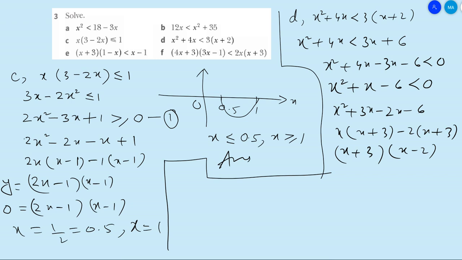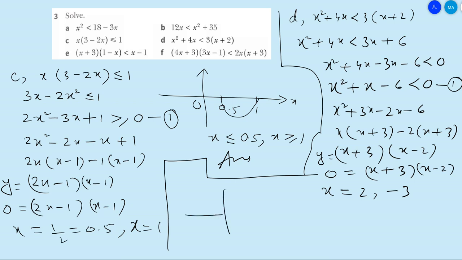Take this equal to y and put y equal to 0. x plus 3, x minus 2. From here, the value of x is 2 and minus 3. Assign this equation as equation number 1. Plot the curve. This is minus 3, this is 2, this is x-axis. And this is our curve.